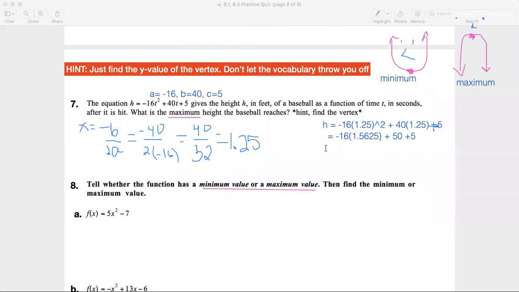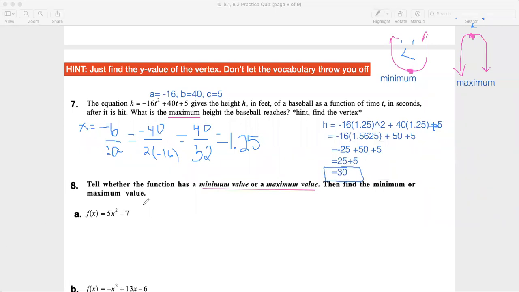All right, now I'm going to keep cleaning up. So now I'm going to do negative 16 times that decimal. So negative 16 times 1.5625. Oh, I got negative 25. I like that. Plus 50. Okay, so then that'll give me 25 plus 5. Ooh, gives me 30. Ooh, and I'm being texted. All right, so remember, they just want the y value of the vertex. So my answer here, guys, is 30. That's it.